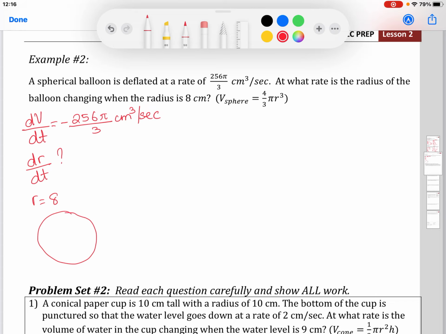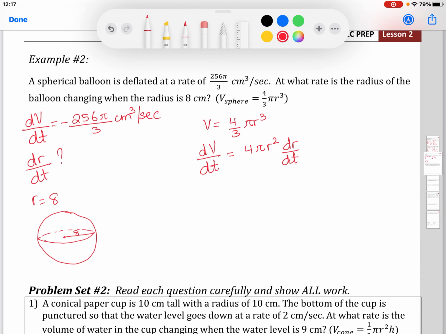So this is, right, this is what it looks like. Your radius from here is 8, and this is something like your balloon would look like. That's the best picture I could sketch. So our volume for the sphere is given to us, 4/3 pi r cubed. We only have one variable, so we don't have to worry about the others. So I'm going to take the derivative on both sides with respect to t. It'll be dV/dt equals 4 pi r squared and then dr/dt, right?